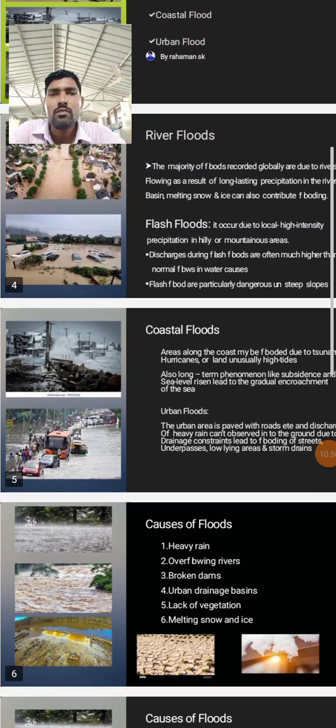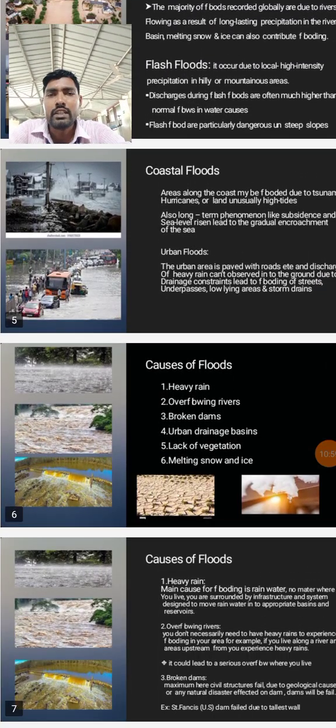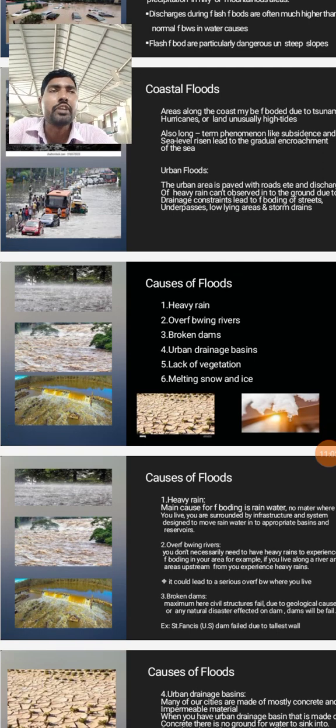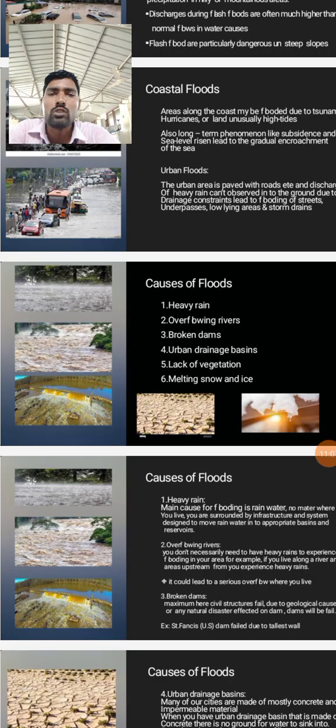Next, the causes of floods. First one is heavy rain. Heavy rain is the main cause of floods. First of all, overflowing rivers. When does it happen? When heavy rain, prolonged rain, and continuous rain happen, all the water resource bodies are draining.